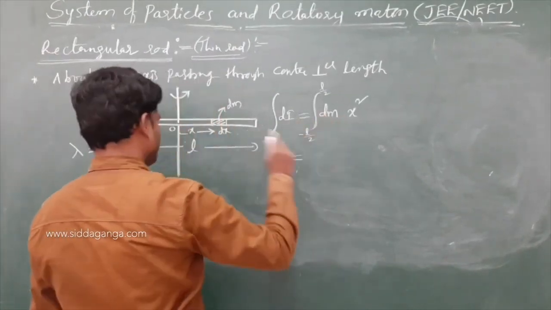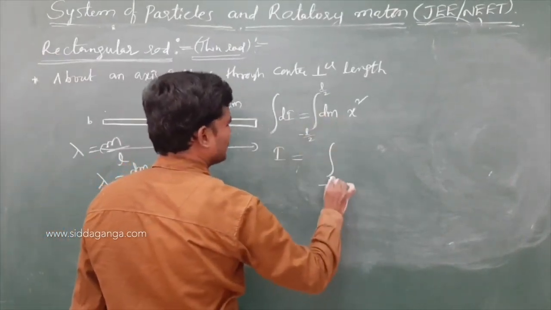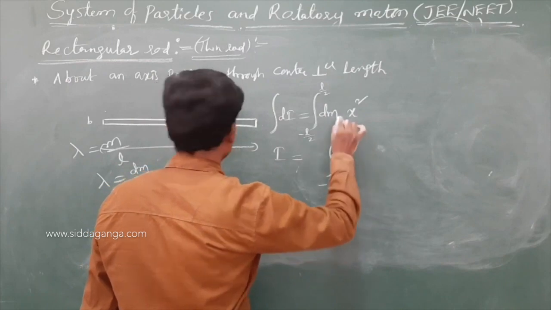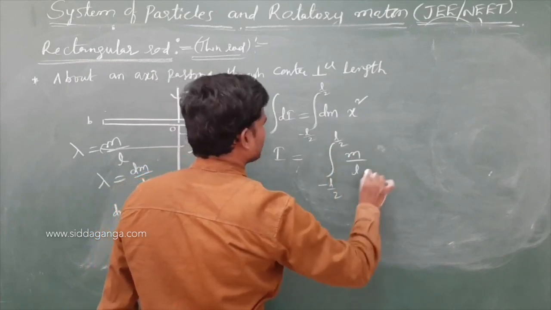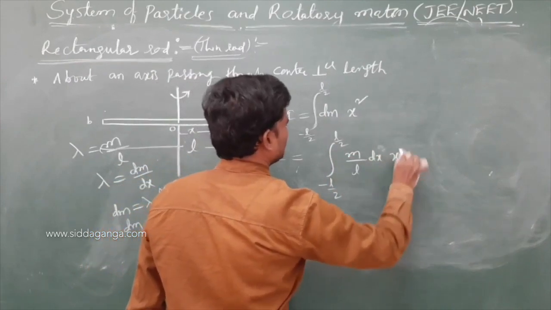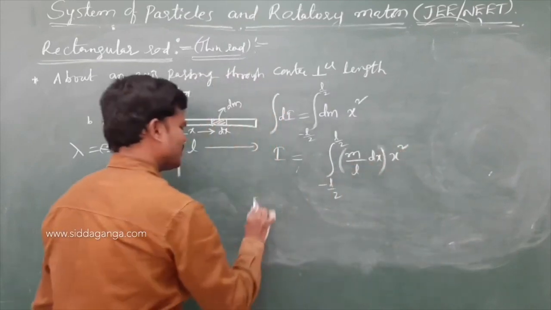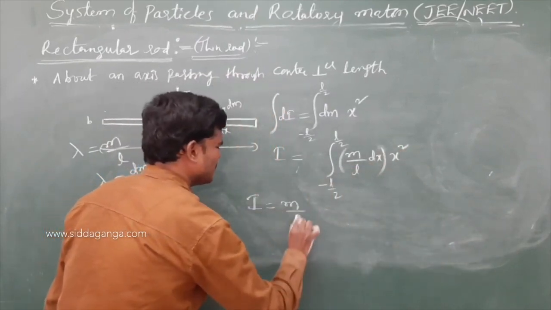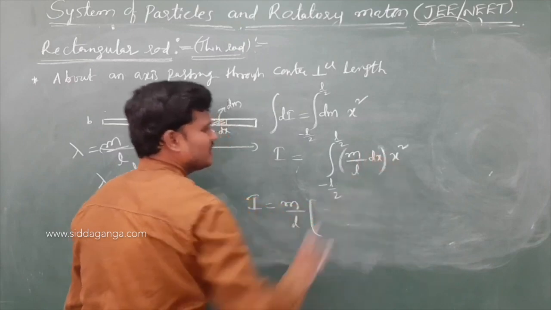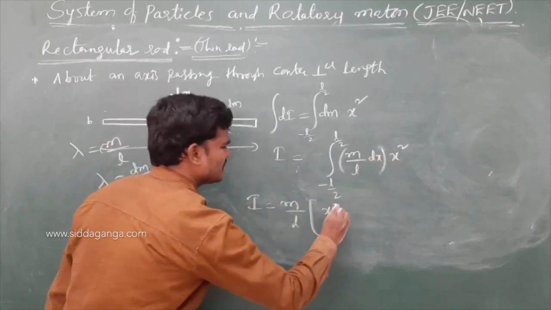So dm you substitute it. Integration of minus L by 2 to plus L by 2. This is mass per length into dx into x square. Mass by length you write outside. Mass by length, integration of x square dx. X cube by 3.